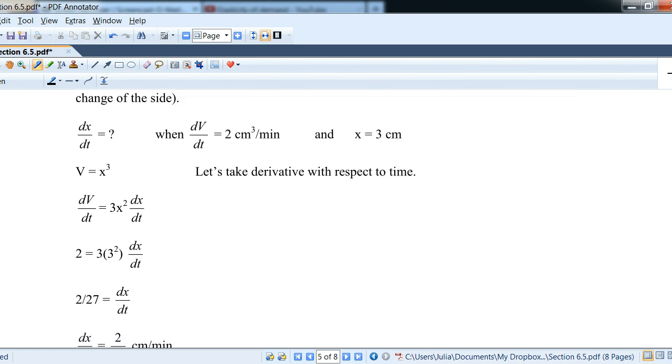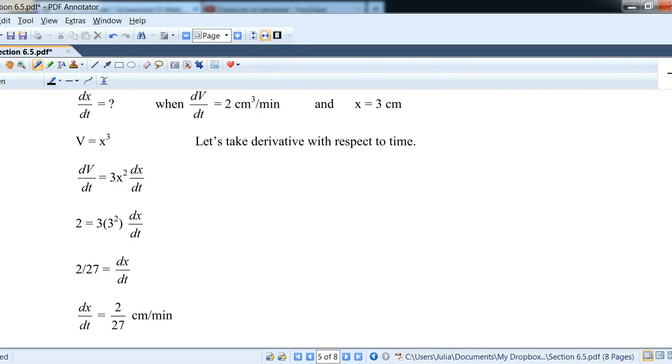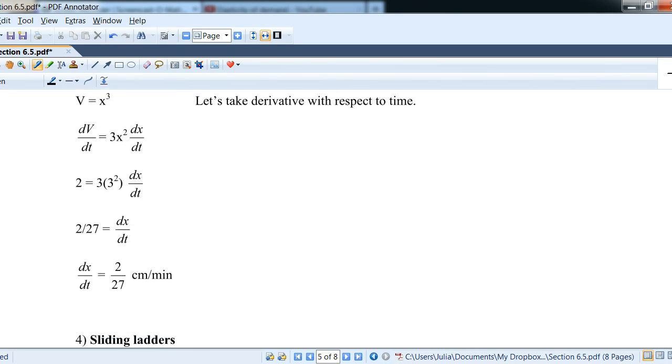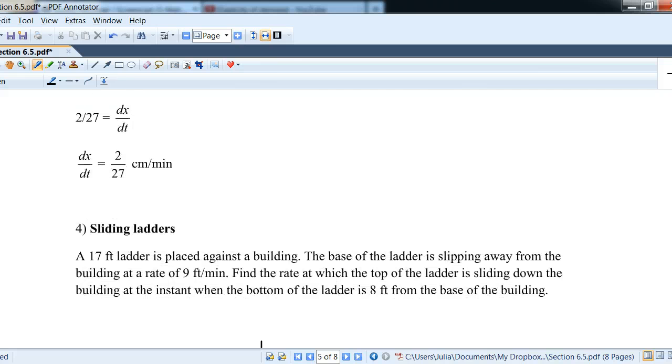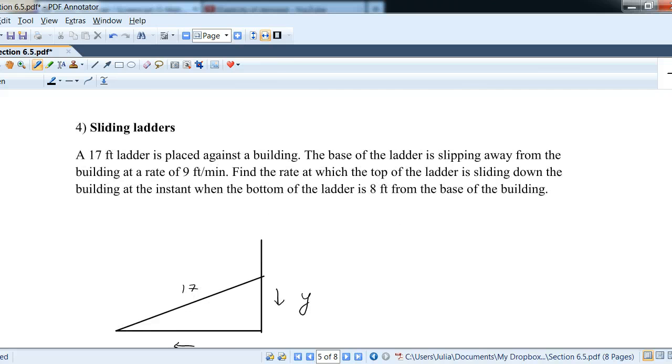And that's dx/dt. And that should be centimeters per minute, I believe. Yep. And that's how fast the side is increasing. And the last example that we're going to discuss is actually the sliding ladders example.